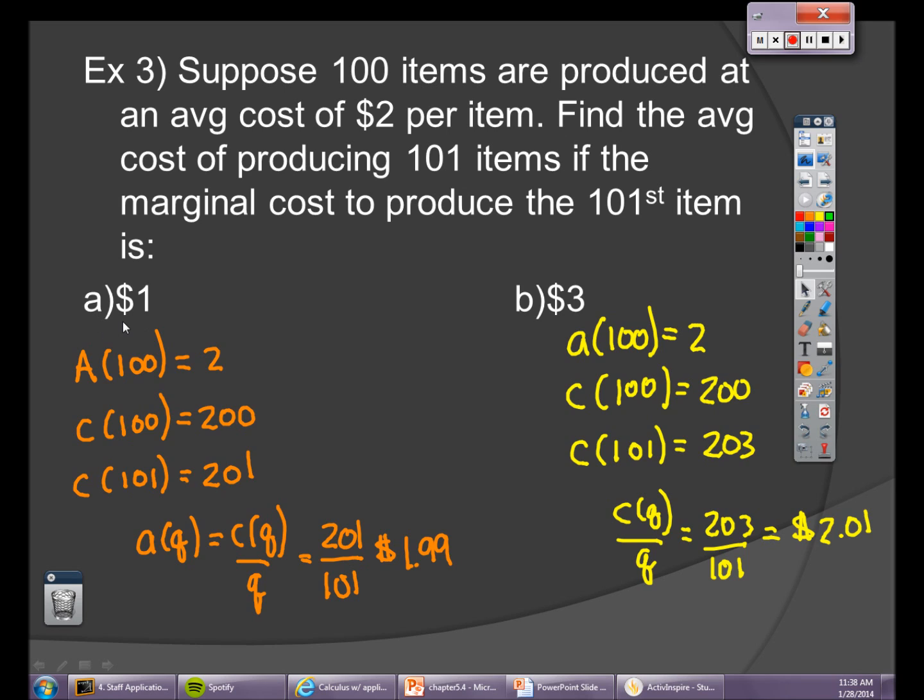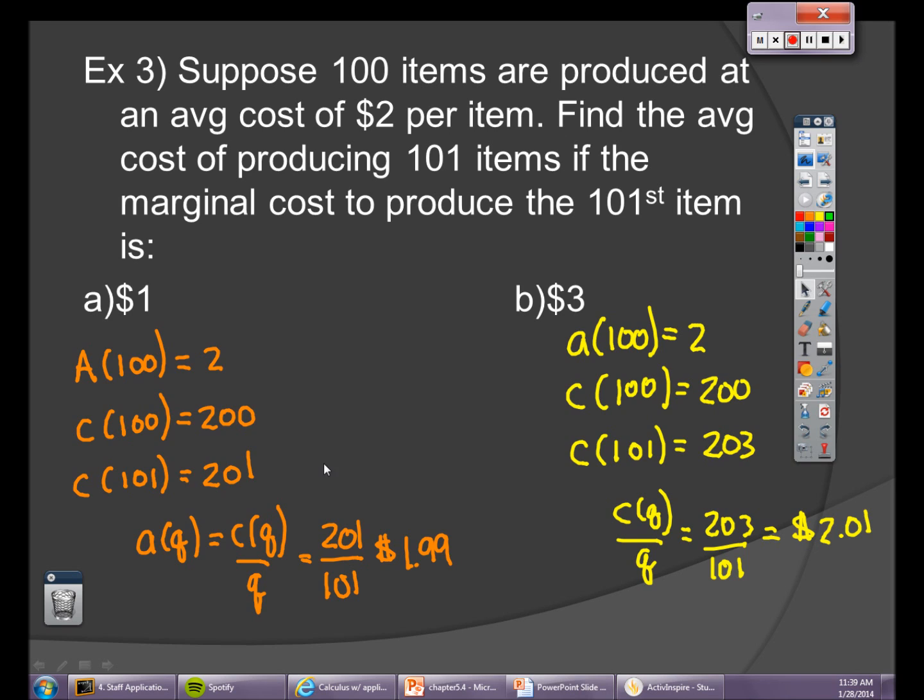In part A, the marginal cost was less than the average cost. And if you notice what that did to the average cost, it reduced it to $1.99, down from $2. In the second situation, the marginal cost was more than the average cost, and that increased the average cost up to $2.01 from $2. That's always going to happen.